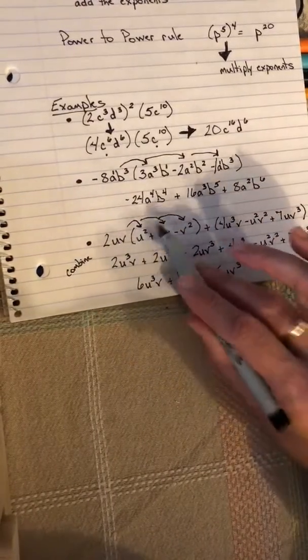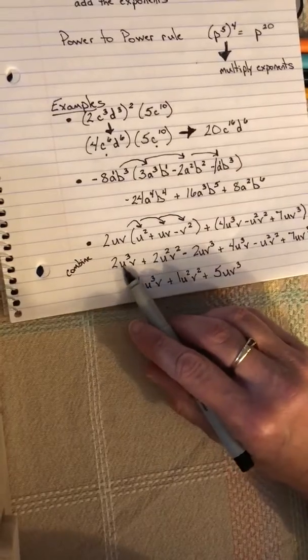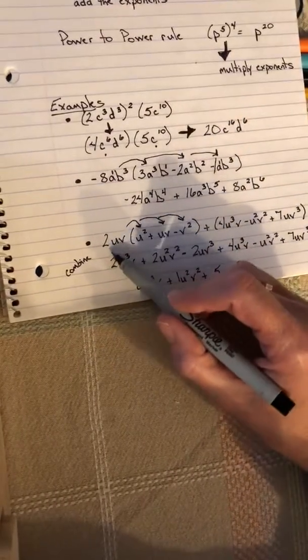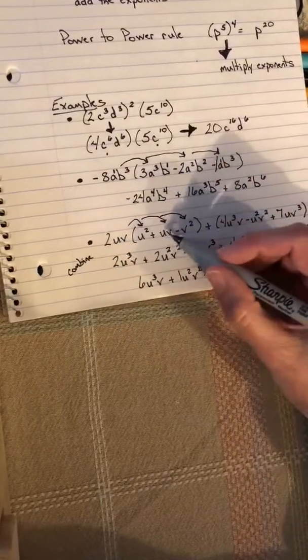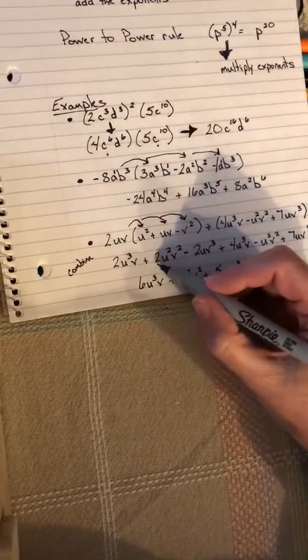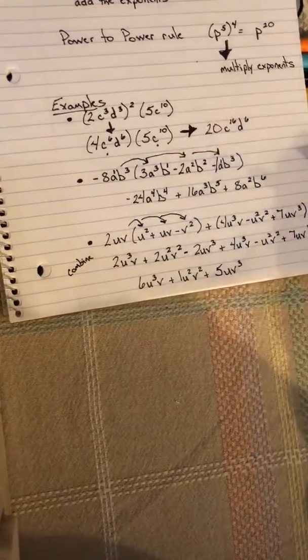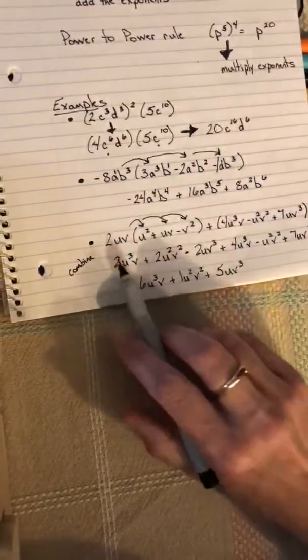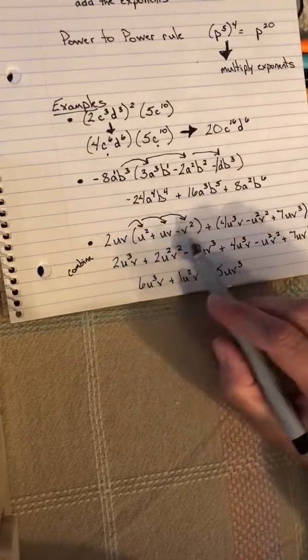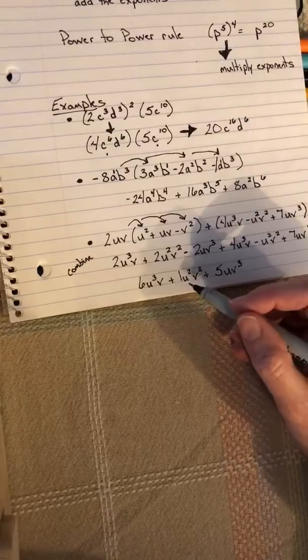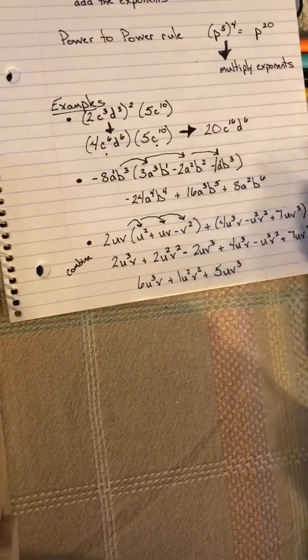2uv times u squared is 2u to the third v. Then I do it again. 2uv times uv is 2u squared v squared. Then I do it a third time. 2uv times negative v squared will give you negative 2uv to the third.